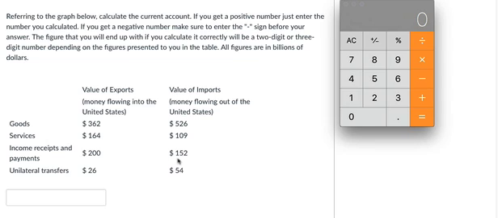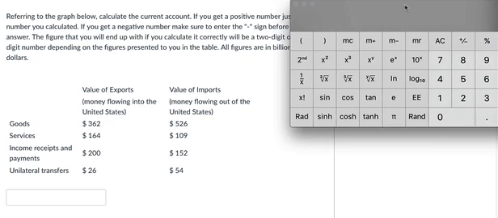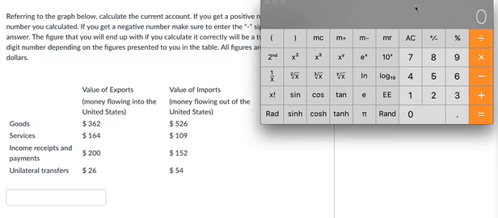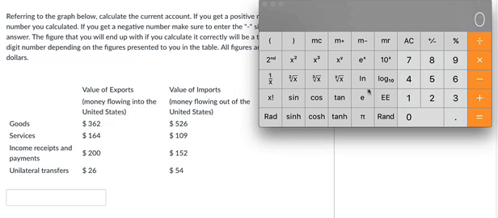So let's do this. For the sake of simplicity, I'm going to go ahead and add up these numbers here on the value of the imports first, because then we'll have to take that number, subtract it from that number. If you want to, you can change it to a scientific calculator, but that's not really necessary. A scientific calculator, of course, will be provided on the exam. In any event, let's go ahead and add those up.